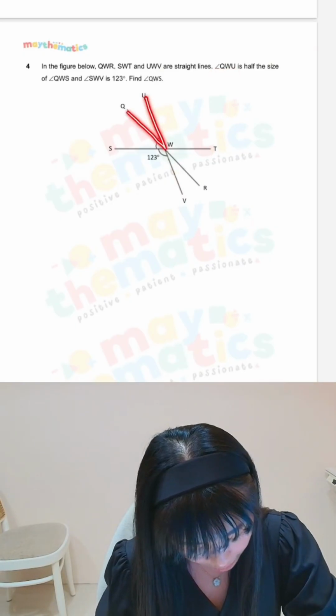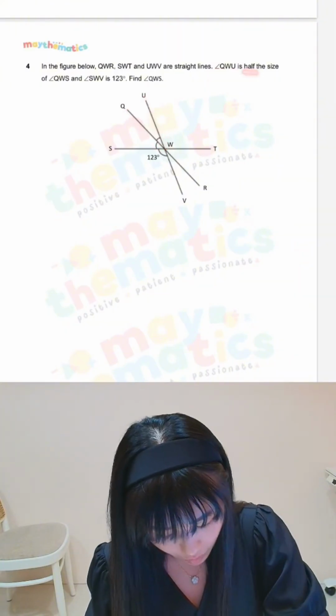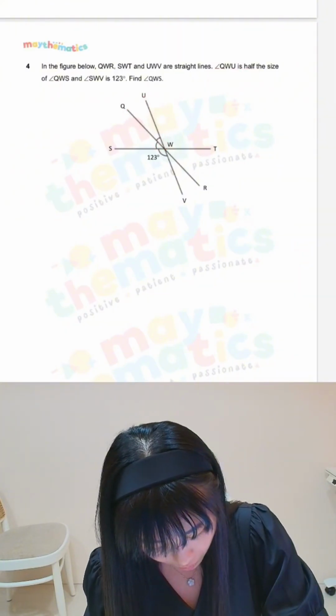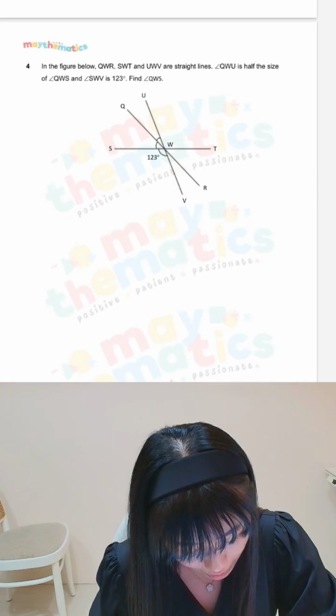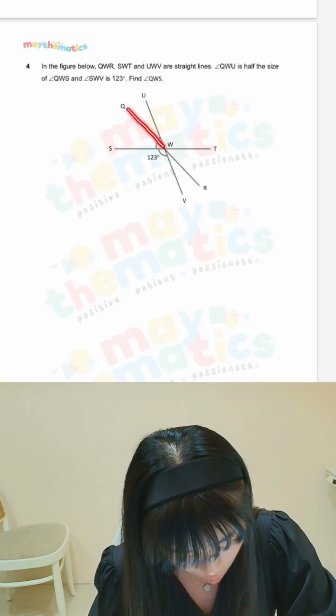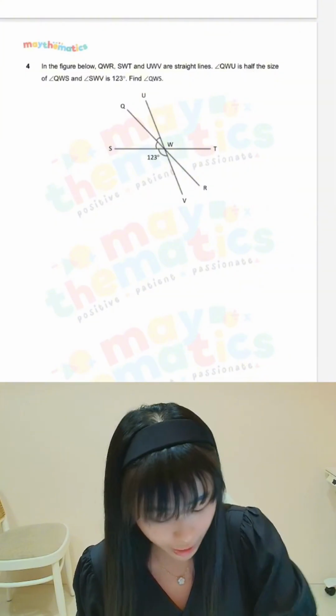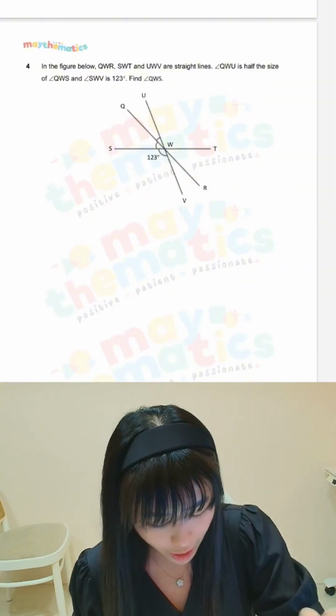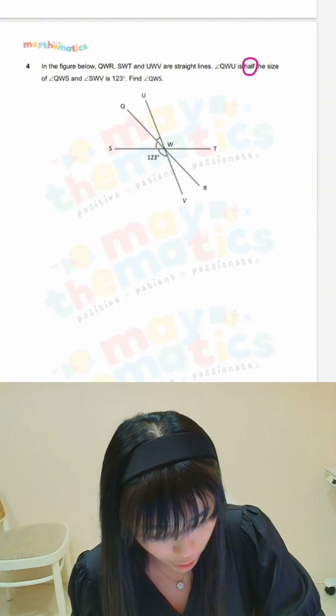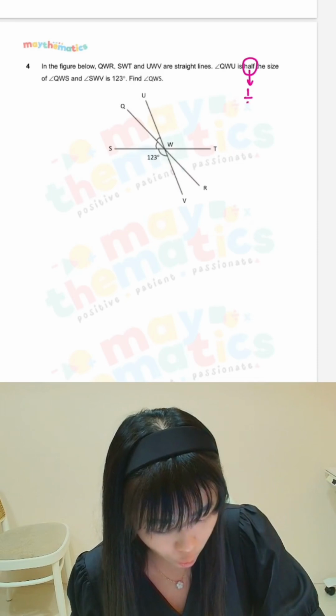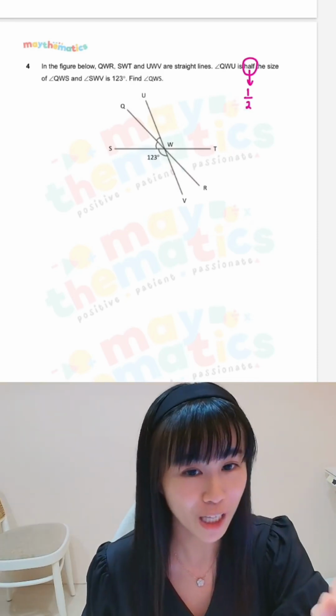QWU is half the size of QWS, which is this one. Okay, now everybody, when you see this keyword half, I'll give you a little trick. Always change this half to 1/2. This will make your life a lot easier when you do math.